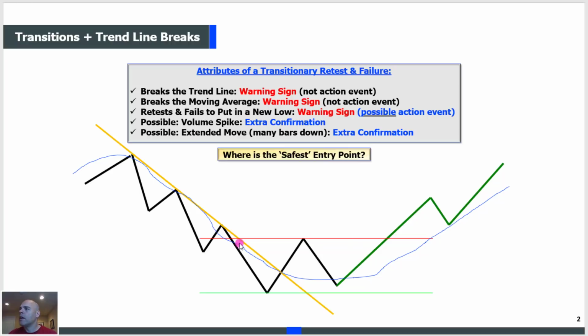All right, so we talked recently about having a trend line break, what that means, how it's just a warning sign, it's not an action event. And then when it breaks the moving average, that's another warning sign, it's not an action event. And then we put in the retest and failure, which is basically a double bottom. But the key here is you don't want the retest and failure to put in a new low. You absolutely don't want it to put in a new low. So again, that's still a warning sign.